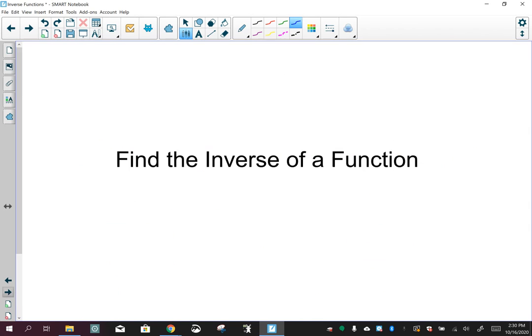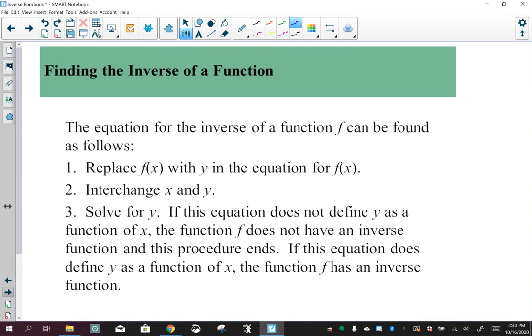All right. So let's actually find an inverse now. I'm going to give you some steps, and then we're actually going to go through the process of finding the inverse of a function.